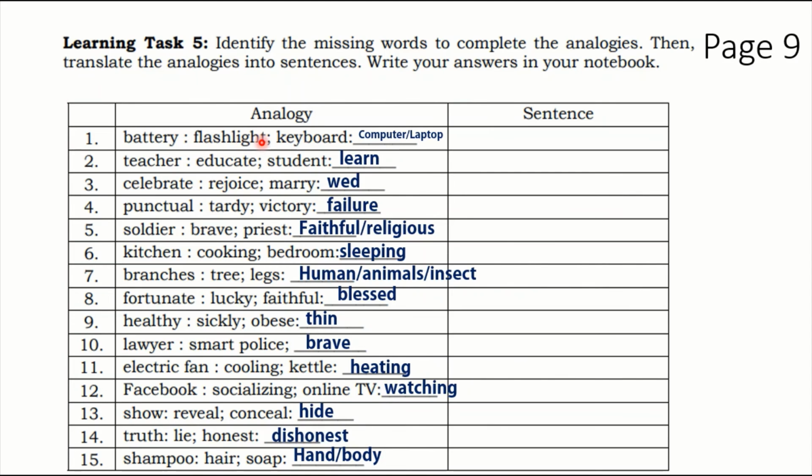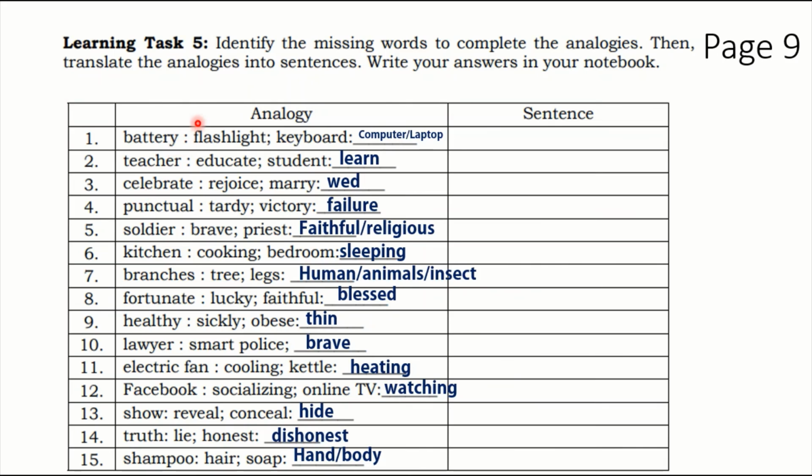Battery is to flashlight, as keyboard is to computer or laptop. Teacher is to educate, as student is to learn. Celebrate is to rejoice, as marry is to wed. Punctual is to tardy, victory is to failure. Let us identify the relationships among the 15 items.